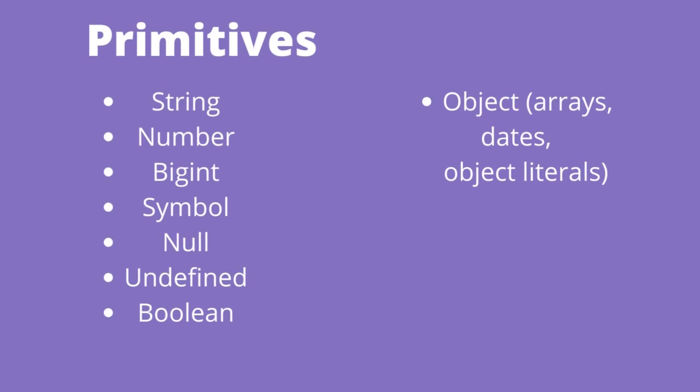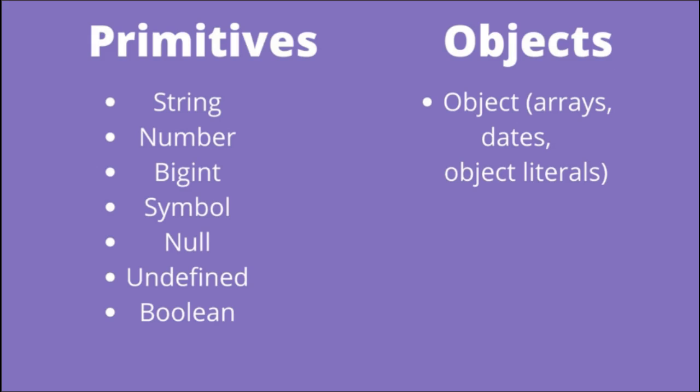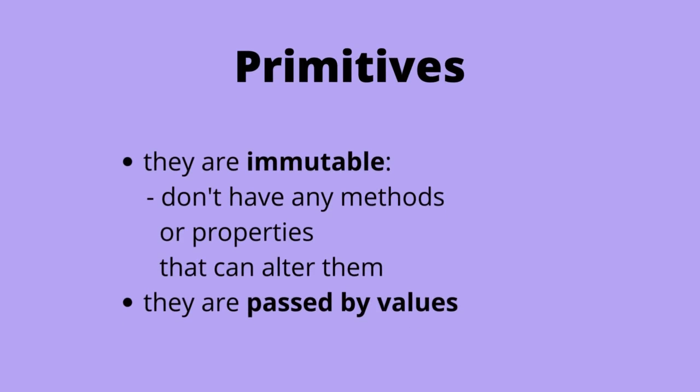Let's get started. First thing worth explaining before moving on to copies are data values in JavaScript. There are two value types, primitives and objects. Let's see how the two differ from each other. Primitives are all the data types except objects, and primitives are immutable. They are also passed by values.